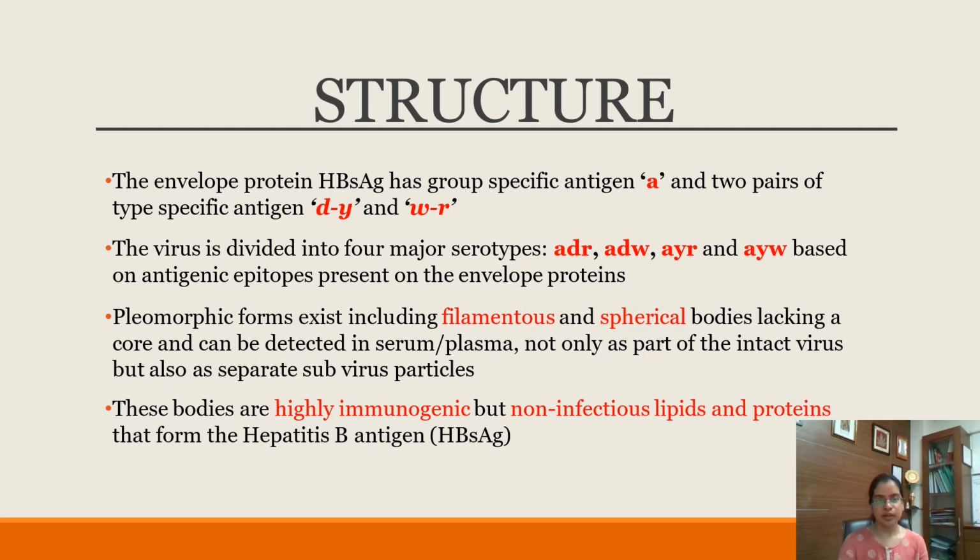Then the envelope protein, hepatitis B surface antigen, has a group-specific antigen A and two pairs of type-specific antigens, D/Y and W/R. The virus is divided into four major serotypes based on this: ADR, ADW, AYR and AYW, which is based on the antigenic epitopes present on the envelope proteins. Pleomorphic forms exist, including filamentous and spherical bodies which lack a core, and they can be detected in serum and plasma. These are the separate subviral particles. They are highly immunogenic but non-infectious lipids and proteins which form the hepatitis B surface antigen.